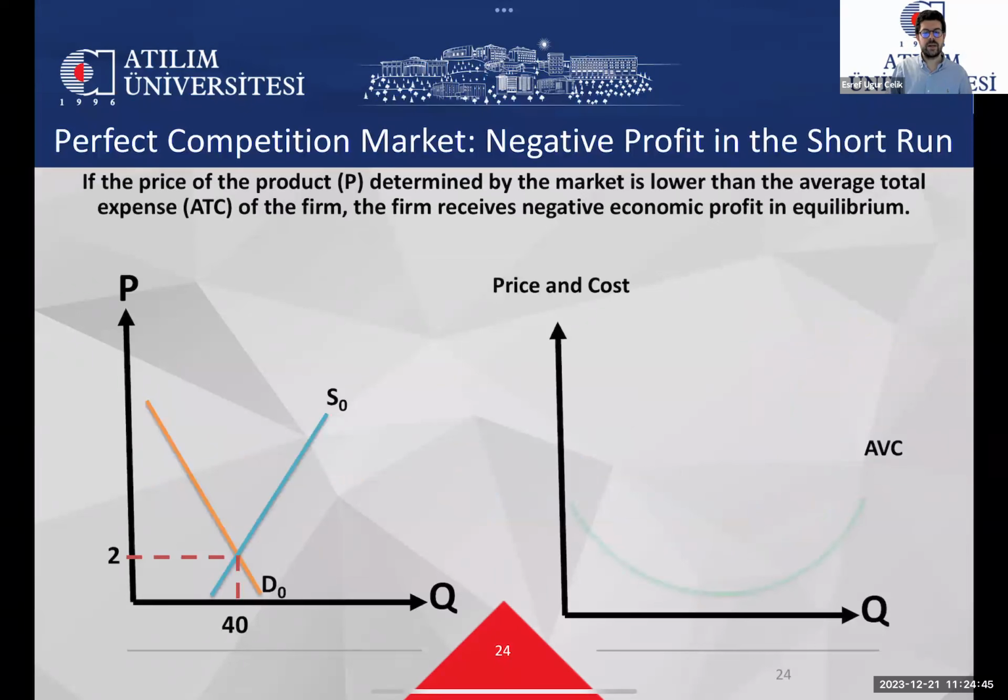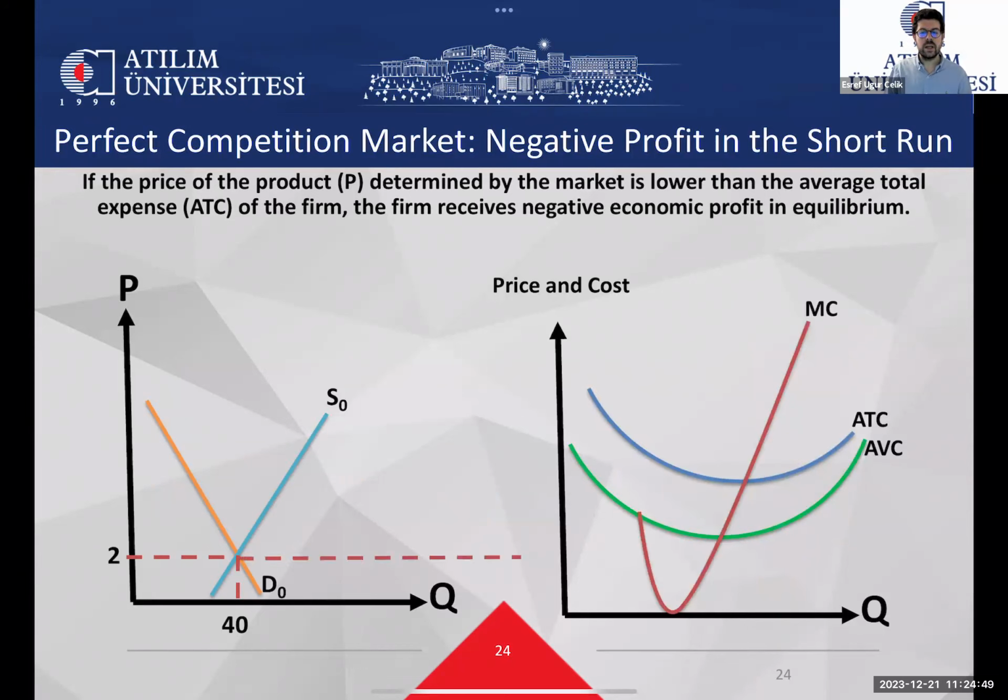And if the price is below the average total cost level, the profit is going to be negative numbers. So at that point, average total cost is greater than average variable cost, which is greater than the price. So if you see that shape, you are going to shut down your firm.